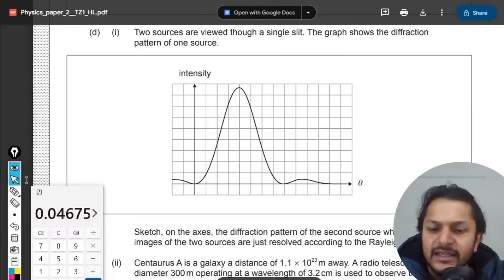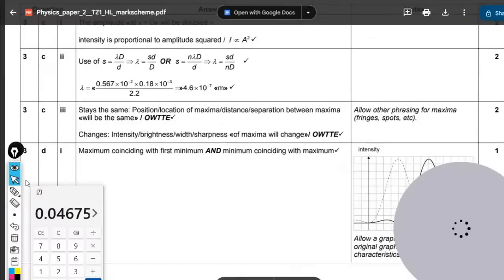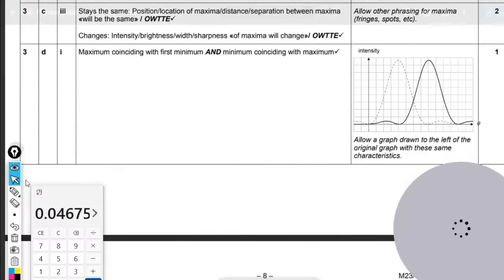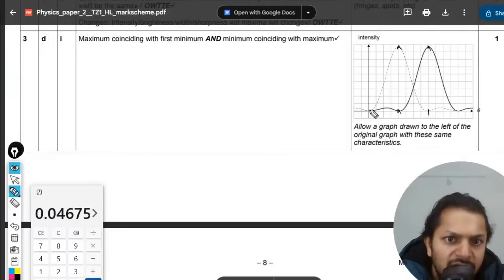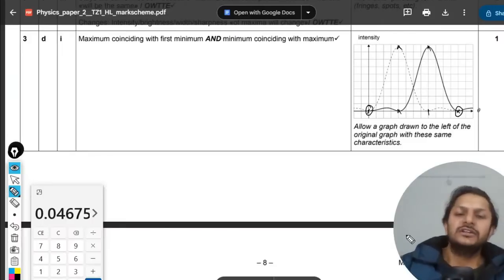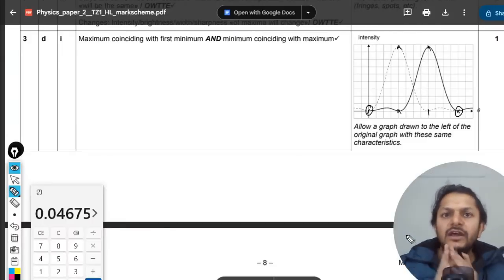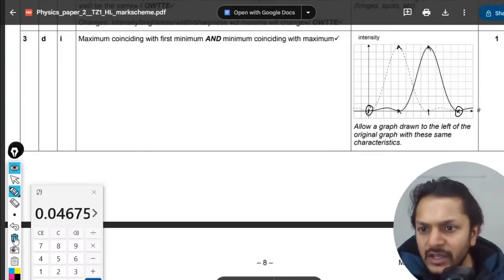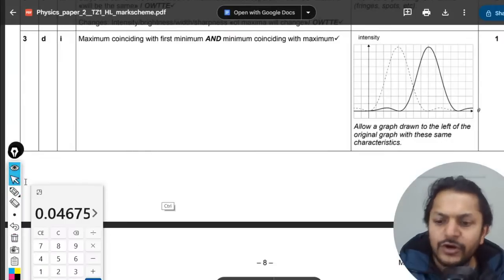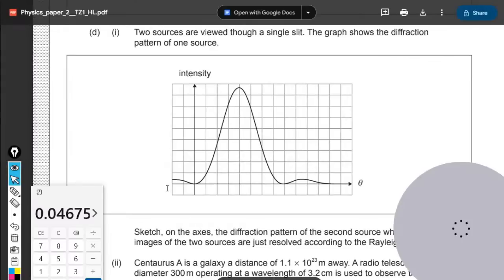And let's see how they have done. Yes, they have done the same thing. So clearly you can see the formation here. The minimum here is overlapping the maximum. The minimum here is overlapping the maximum. Here both of the minimas are overlapping. So these two stars will be resolved according to the Rayleigh criteria, and this is it. Okay, let us go for the next question now.